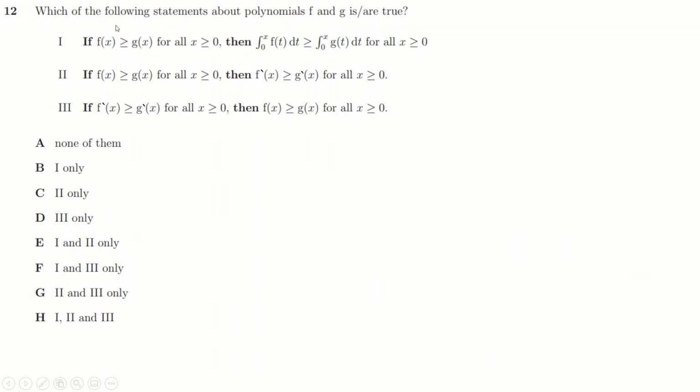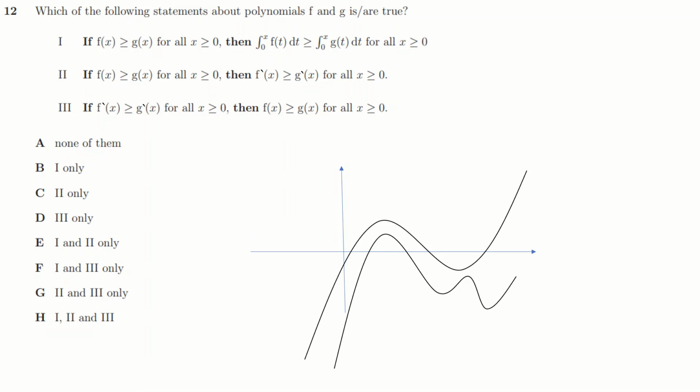Number 12. Which of the following statements about polynomials f and g is true? If f is bigger than g for all x bigger than 0, then the integral of f is bigger than the integral of g. Now this feels true, and sometimes in TMUA, things that feel true are pretty much all you need. So here's a function where f is always bigger than g, like it's always just higher up than g is. That's just what all that really means, it's just higher up in the picture.